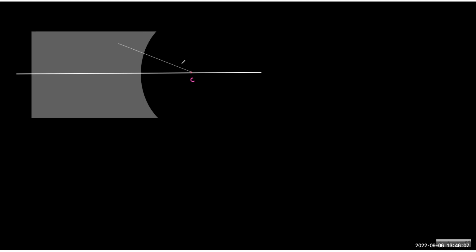You can see this is the normal, which we have drawn at this point. Now, what are the possibilities? The object on the left, the object on the right, and the object at C itself. And what will happen if the object is at C? Where will the image be?